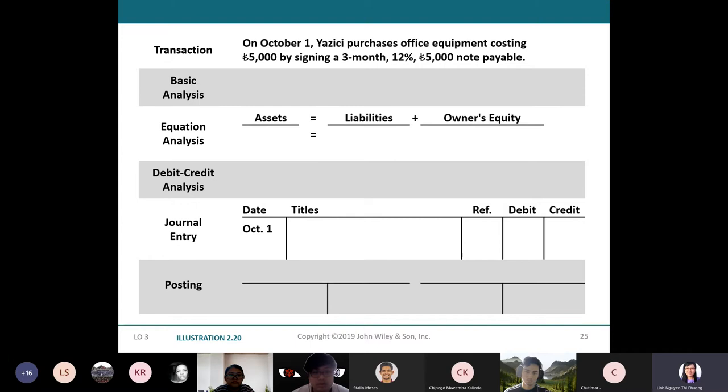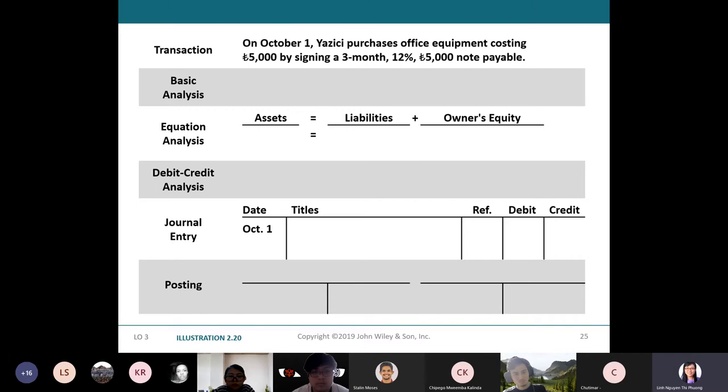So what is the 3-month 12%? Now 3 months means the period that you borrow the note. So you need to pay back in 3 months. 12% means the interest rate of the note. Okay, so the interest rate is 12% per year. But in this transaction, don't worry about the 3 month 12%, because we don't record interest yet. In this transaction, it is talking about buying the equipment by borrowing the money, 5,000.